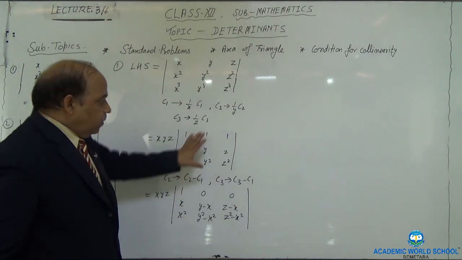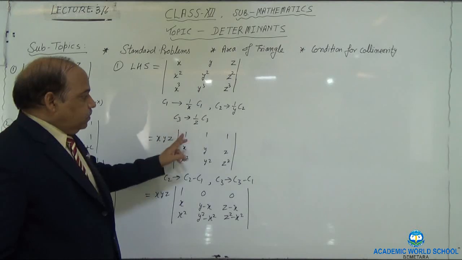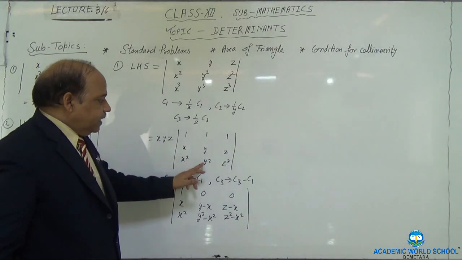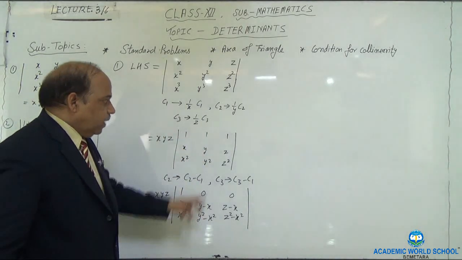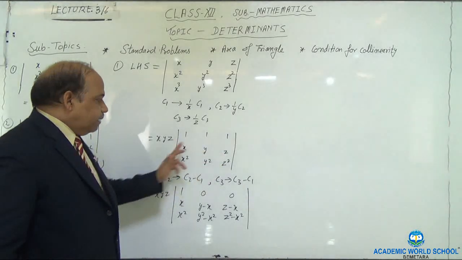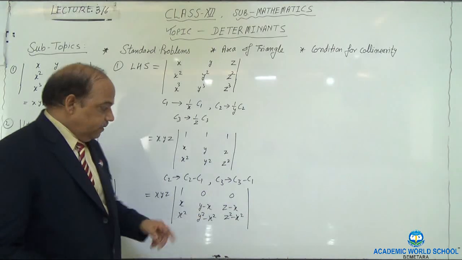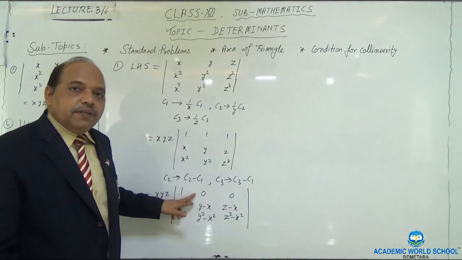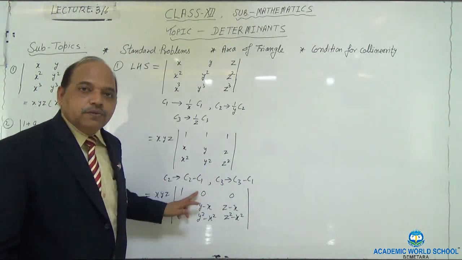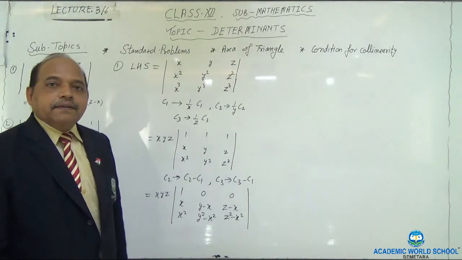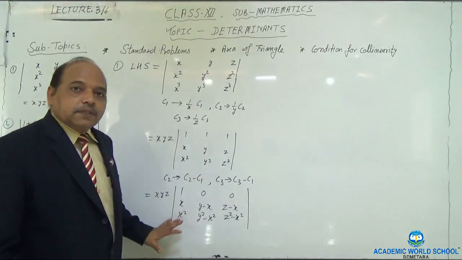C2 minus C1. From C2 we are subtracting this. So 1 minus 1 is 0, y minus x, y square minus x square. 1 minus 1, z minus x, z square minus x square. This is what we have written. So what was the purpose of doing this? We wanted to get some zeros. We have got that. Now after that, don't expand this immediately.